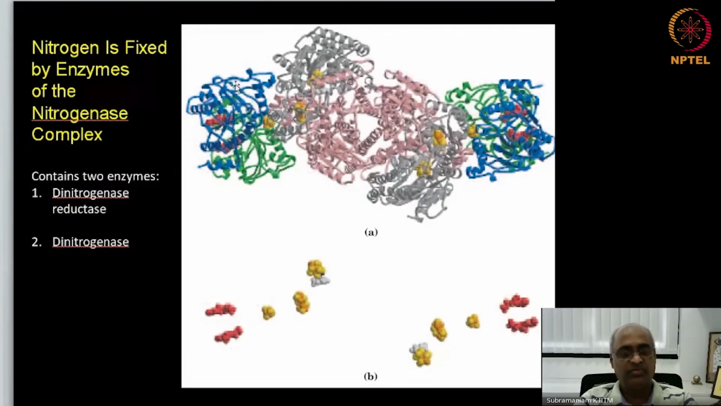It has 2 subunits, they are identical, so this is a homodimer enzyme. And then dinitrogenase itself, that is this one. This is a heterotetramer. So you have 2 gray subunits and 2 light pink subunits. So this is the heterotetramer, 4 polypeptide chains.